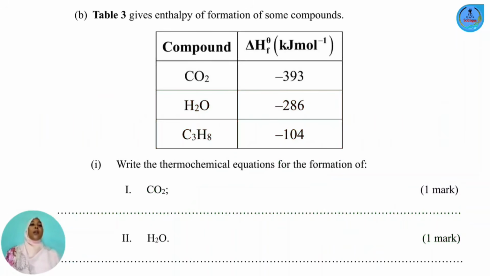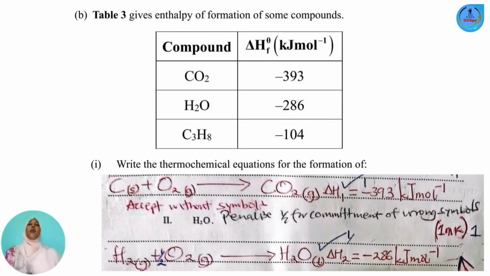Part B. Table 3 gives enthalpy of formation of some compounds. Write the thermochemical equations for the formation of carbon 4 oxide and water. Now, when we talk about thermochemical equations, these are, number 1, chemical equations, okay? Fully balanced chemical equations with the correct state symbols, right? And at the end, we are going to have the enthalpy denoted. So by enthalpy, I mean either the total heat evolved, or the total heat absorbed.